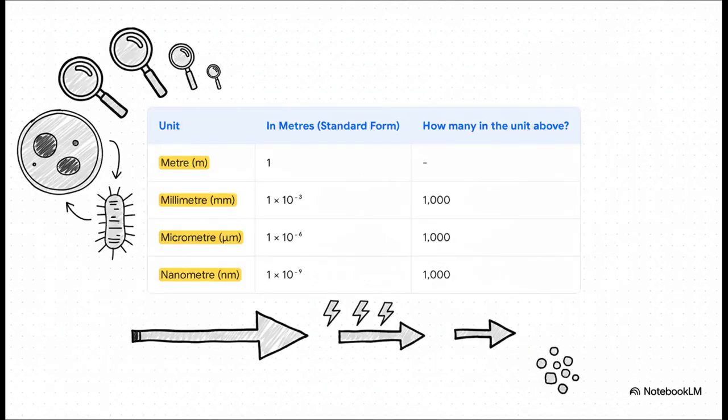To even talk about these tiny sizes, we need a whole new set of measurements. The key thing to get here is that each step down the ladder, from a millimeter to a micrometer, then from a micrometer to a nanometer, is a leap of 1,000 times. A nanometer is just 1/1000th of a micrometer. It's almost impossible to picture.